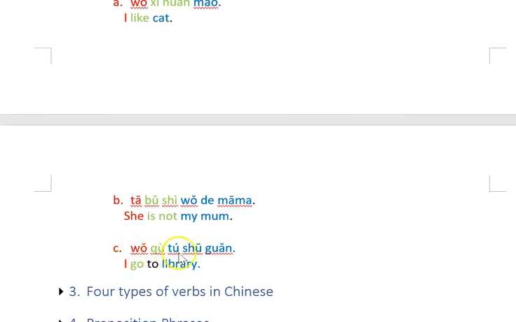Number 3. 我去图书馆. 我 means I, the subject. 去, the verb, means go. 图书馆 means library, the object. 我去图书馆.